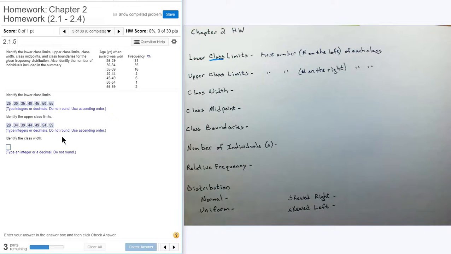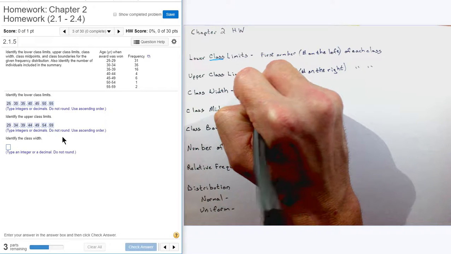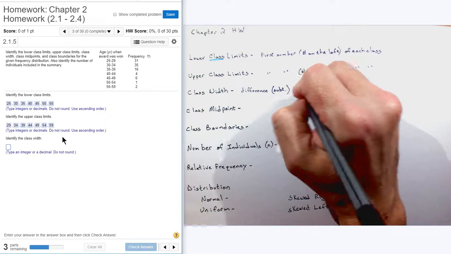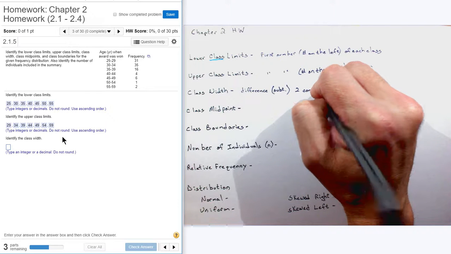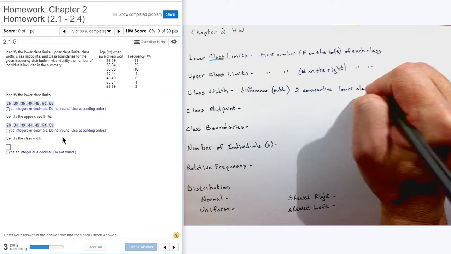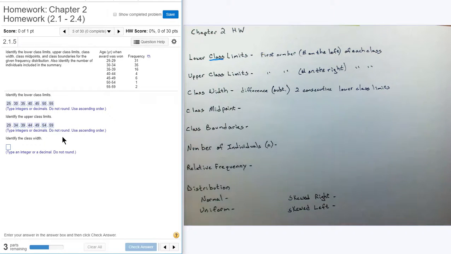Okay, identify the class width. Class width is simply the difference. What does difference mean when we're talking about math? Yeah, subtraction. So you're going to subtract two consecutive lower class limits. All of our classes are going to be the same size, otherwise we're skewing our data. We can't have one that only contains 2 ages and the others each contain 6. The likelihood is that the one with just 2 ages has fewer people. So all of our classes are distributed evenly.